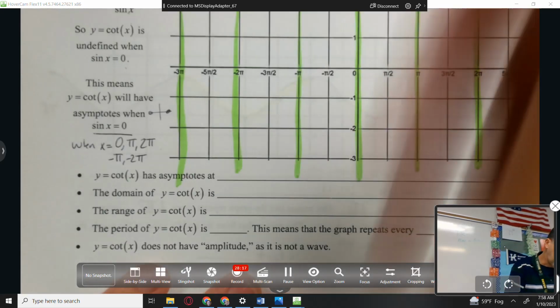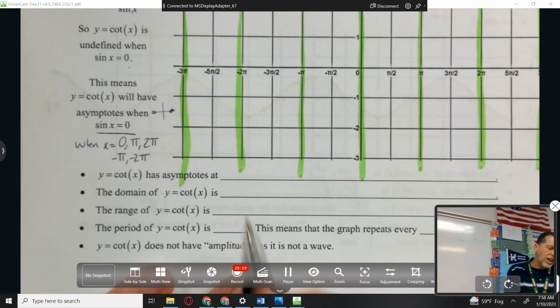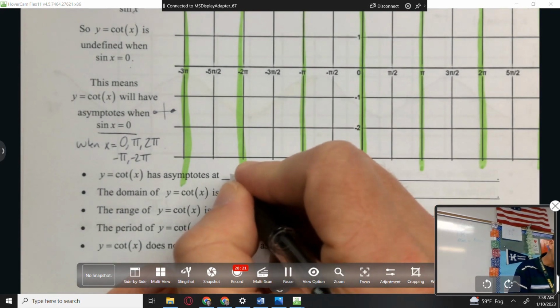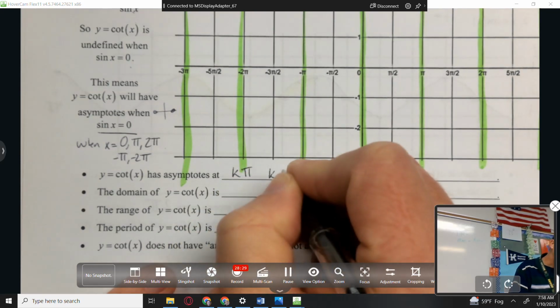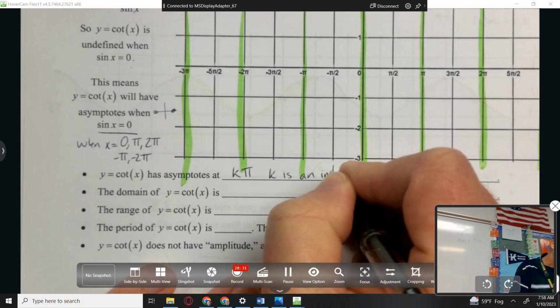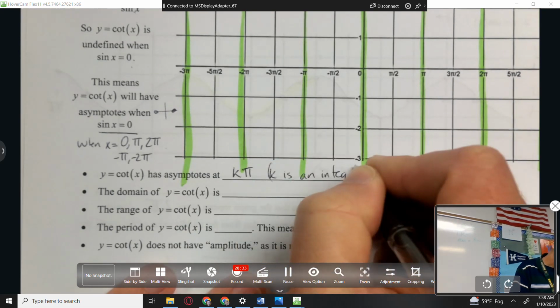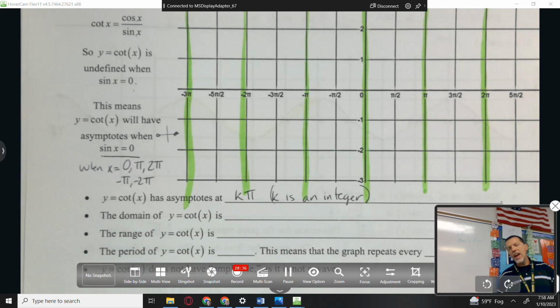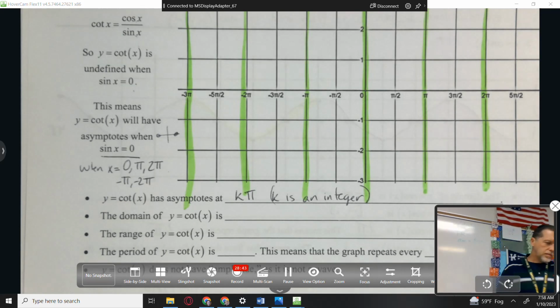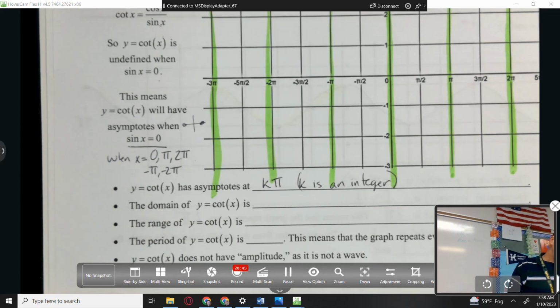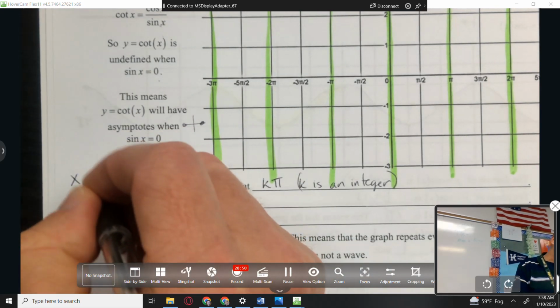In fact, that's the first question. Y equals cotangent has asymptotes at all the pi's. Sounds funny. I'm just going to say k pi, where k is an integer. So you can use the k stuff, but you got to tell me what k is. K can't be anything. It's got to be an integer. I can't really answer the rest yet. Let's make another table of values.